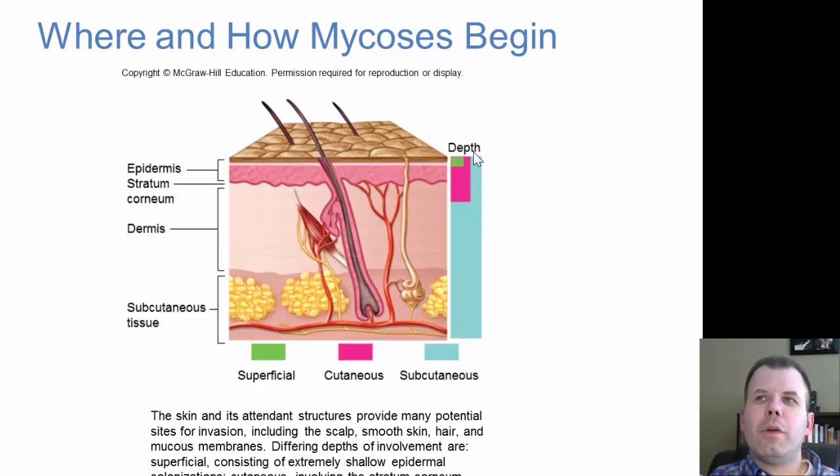And some can be subcutaneous, which means they get all the way from the upper layers way down into the subcutaneous tissue. So depending on the species, how deep they go, sometimes getting into the hair follicle or some of these sebaceous glands or even getting into the blood system will bring them down further.